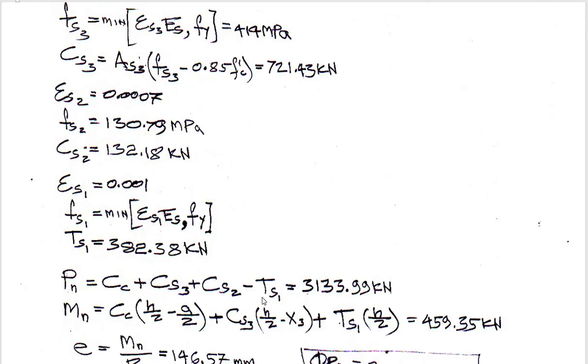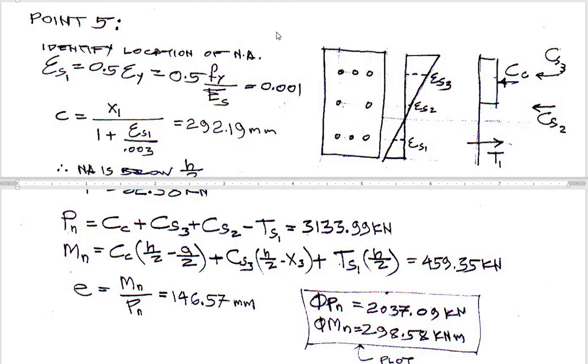Minus TS1. And then, going to nominal moment, let's take moments at the center of your column. Always take moments at the center of columns. So, identify muna natin ang forces above the center of column. So, meron tayong compression concrete tsaka compression in steel 3. Si CS2 passes through the center kaya hindi na natin siya isasali. So, we only have 2 compression forces and 1 tension force.